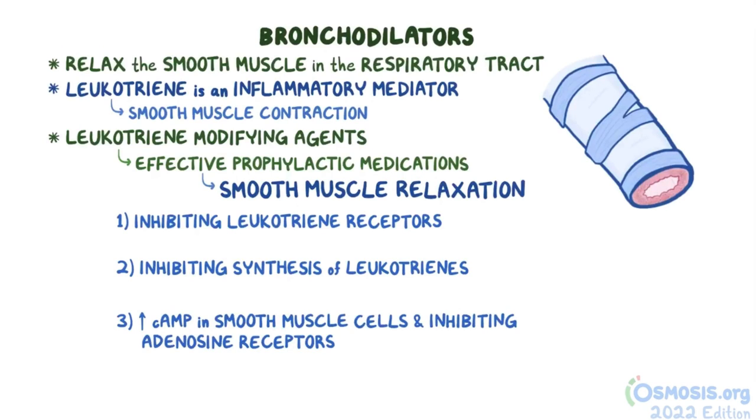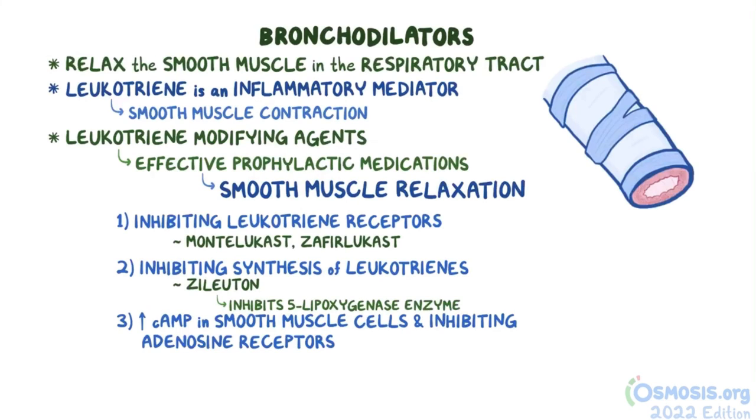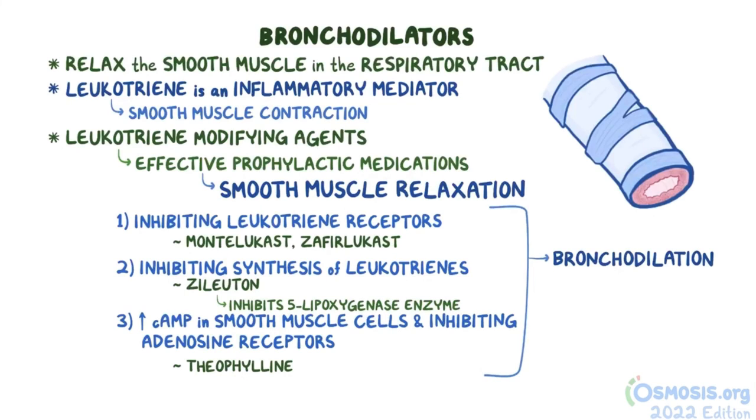Leukotriene receptor antagonists like Montelukast and Zafirlukast inhibit the leukotriene receptors. Zyleuton inhibits the synthesis by inhibiting the 5-lipoxygenase enzyme, and methylxanthines like theophylline increase the cAMP level and inhibit the adenosine receptors. Ultimately, all these actions lead to bronchodilation, which helps in dilating the airways in diseases like asthma. Theophylline is also used to treat COPD, but leukotriene antagonists are of no use in COPD.